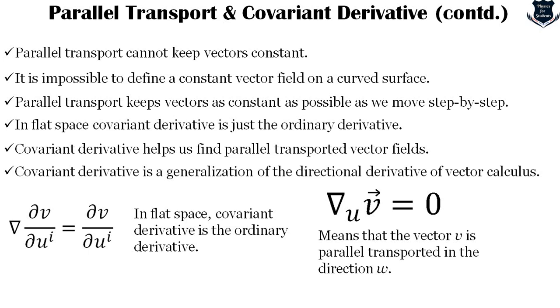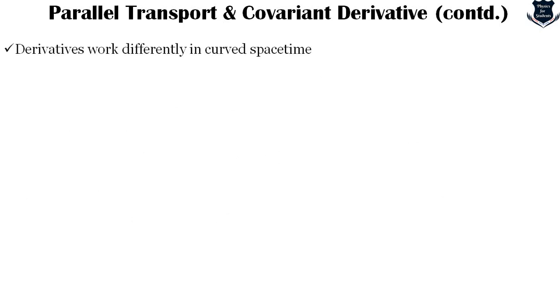And in case we find the covariant derivative to be 0, it means that the vector has been parallelly transported. So derivatives actually work differently in curved space.